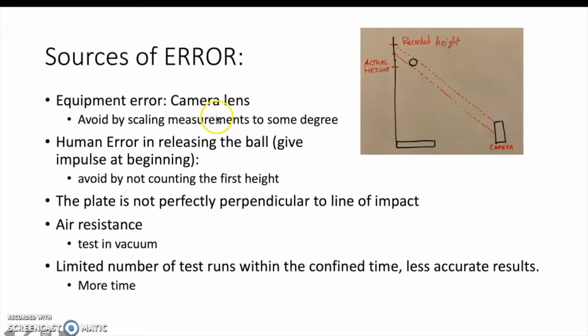Sources of error. First, there's the camera error, where the nature of the lens sees the height of the ball differently than the actual height. This could be avoided by scaling the measurements to some degree, which we did. There could also be human error in releasing the ball at the initial height. However, we counteracted this by not counting the first height. Also, the plate cannot be perfectly perpendicular to the line of impact. We tried to put it on the ground to make it a little easier. Finally, there's air resistance, which we could avoid by doing this in a vacuum.